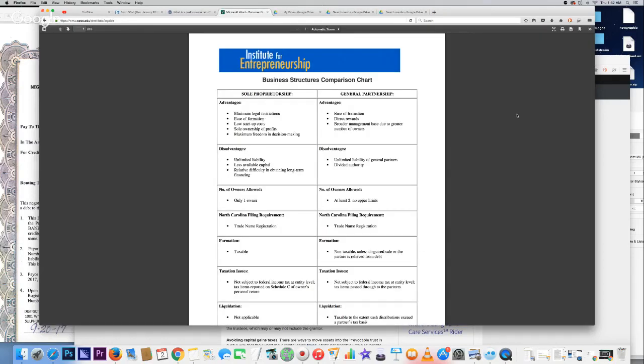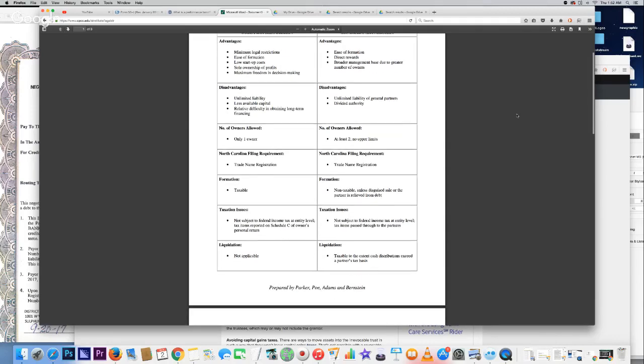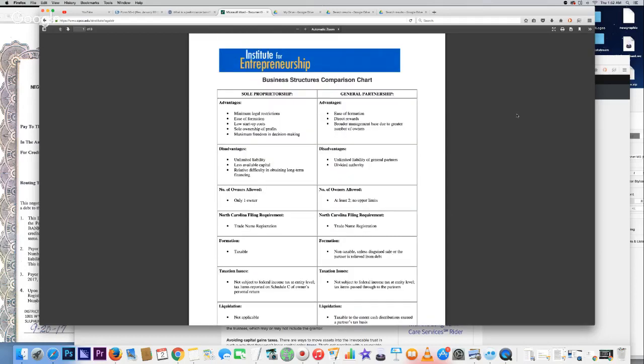Let's talk about the business structures. Because we have to understand the business structure, whether we establish it in a trust, foreign trust, or our own individual LLCs or corporations in general. So, sole proprietorship, the advantages, minimum legal. Hold on, let me blow this up.